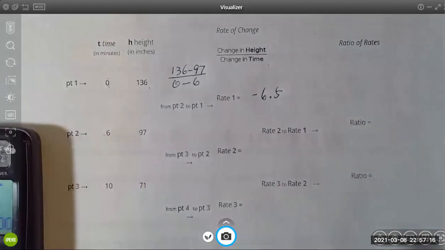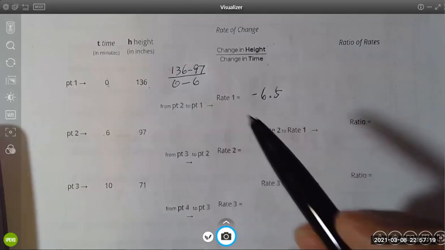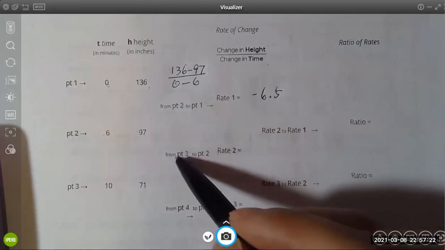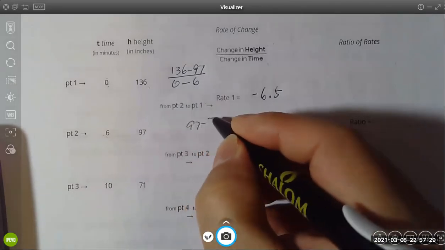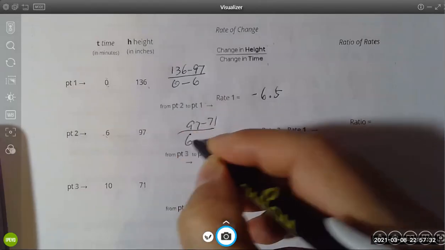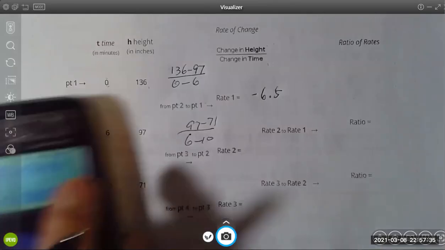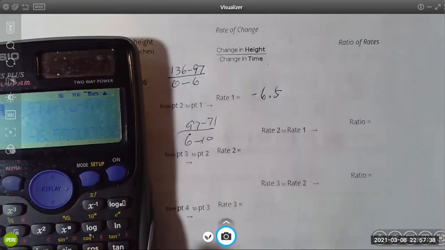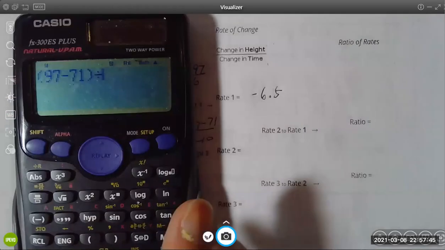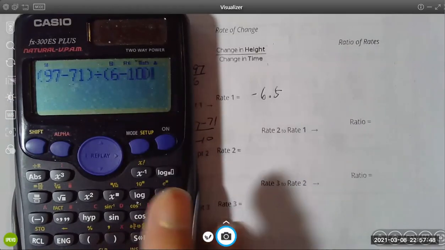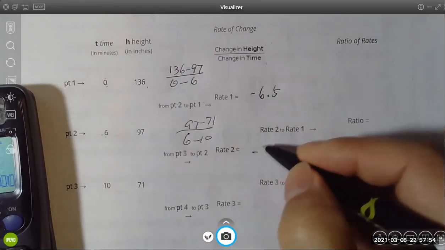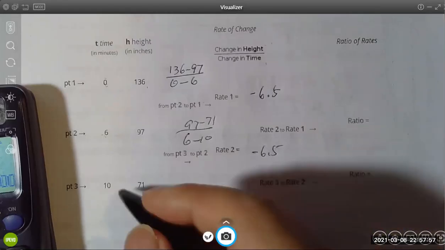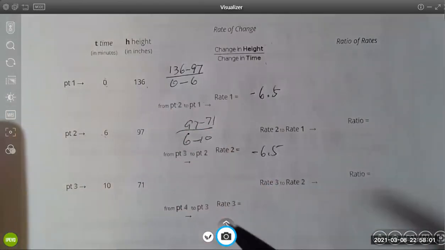Now let's look at rate 2, from point 3 to point 2. Don't worry about going from point 3 to point 2 or from point 2 to point 3, as long as you use the same two points. So this time we're going to do 97 minus 71, y minus y over x minus x, 6 minus 10. So 97 minus 71 divided by 6 minus 10. So everything is right. We got negative 6.5 again. Sure, you can continue to do that if you have more points. I only have these 3 points as demonstration.